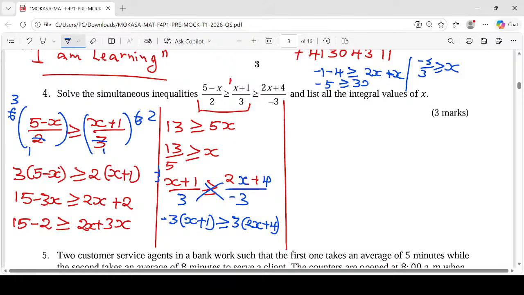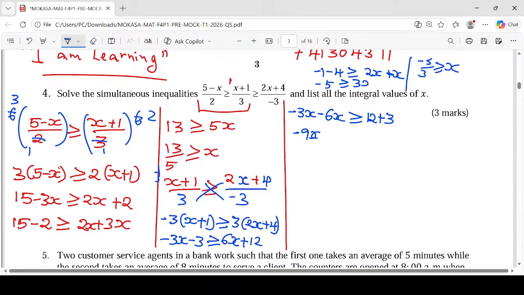So when you open the brackets, this is now going to be negative 3x minus 3 is greater than or equal to 6x plus 12. Then we collect like terms. We're going to have this as negative 3x minus 6x is greater than or equal to 12 plus 3. This will be now negative 9x.